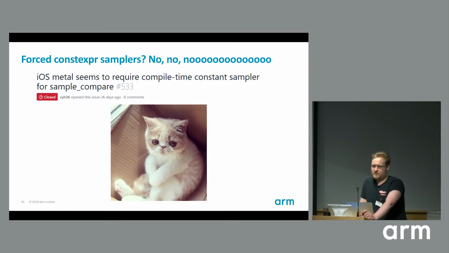Well, I think MoltenVK will have a harder time with this. For some reason, you can't have a comparison sampler on older iOS targets without having it be const_expr inlined in the shader. So how that's going to work is interesting, because if you change the sampler in Vulkan, you would have to recompile shaders.